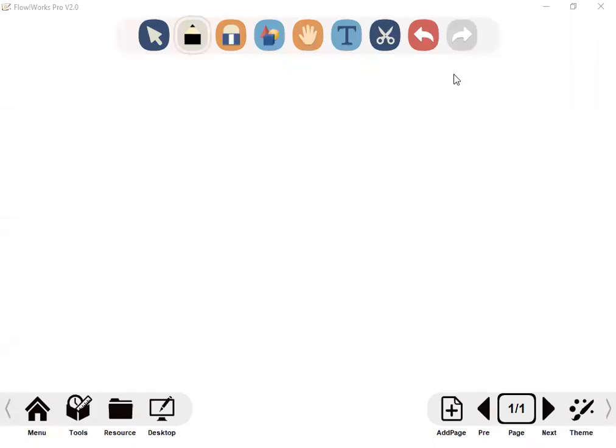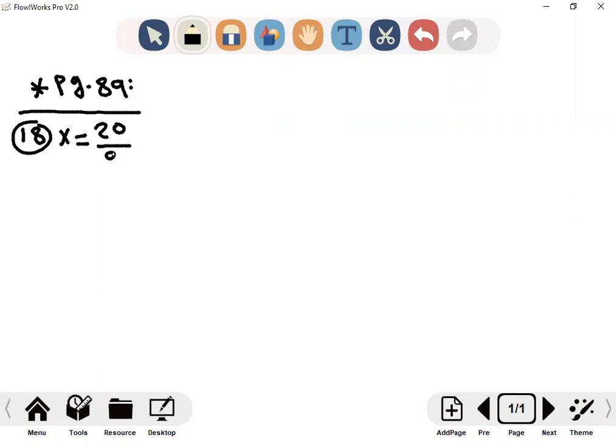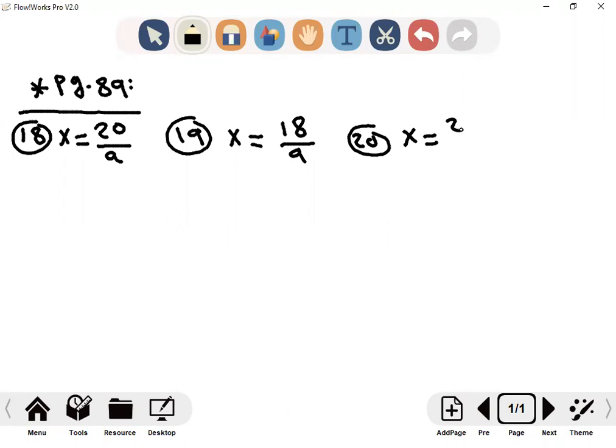Okay, guys, let's check the homework of yesterday. We are on page 89. Question 18: x equals 20 over 8. Question 19: x equals 18 over 8. Question 20: x equals 24 over 8.